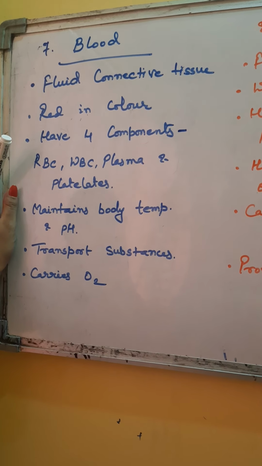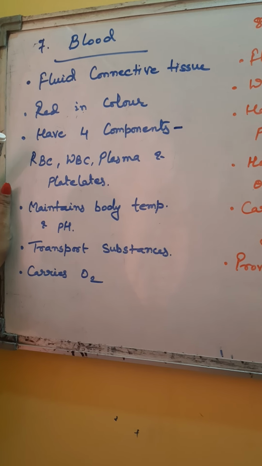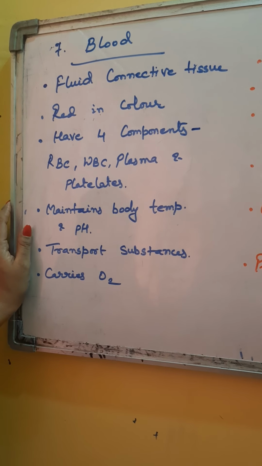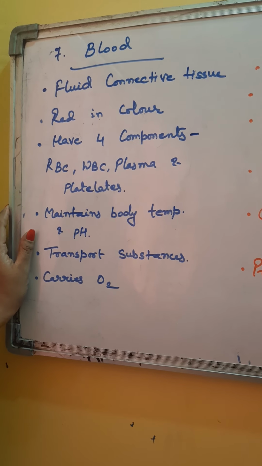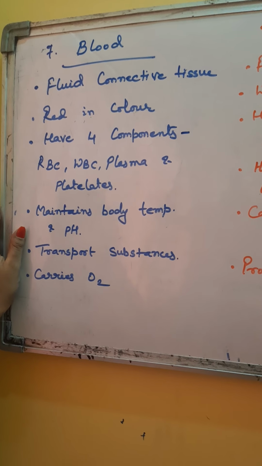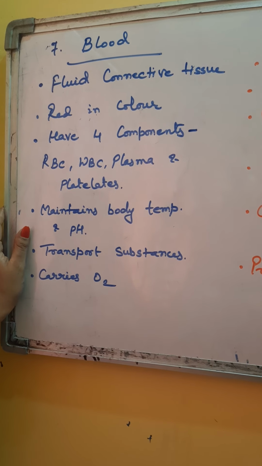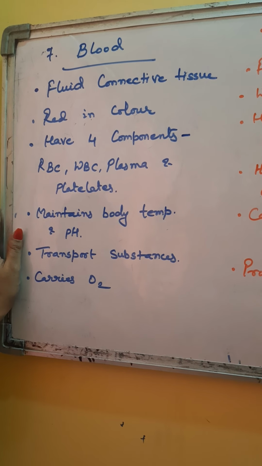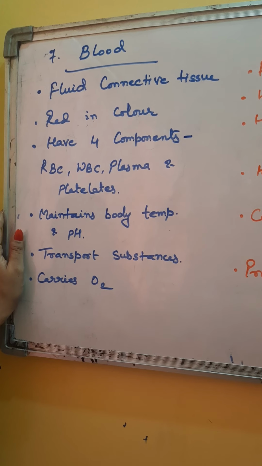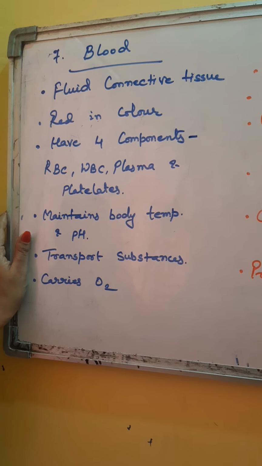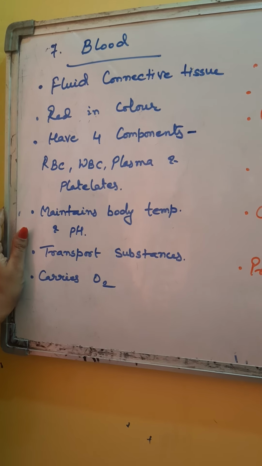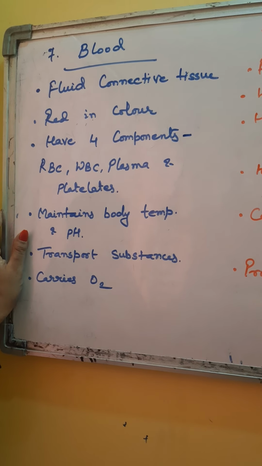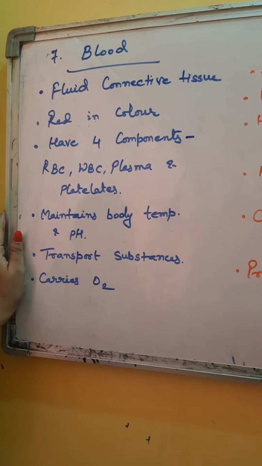As we discussed the functions of RBC, WBC, plasma and platelets, blood has some other functions also. It maintains body temperature and the pH of the body. You must have studied about the pH scale in chemistry. Blood maintains the body temperature, and it is continuously flowing inside the body, so it is always maintaining the temperature of different body organs. It also maintains the pH of the body.